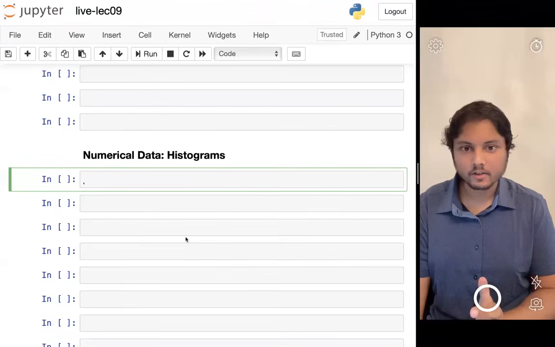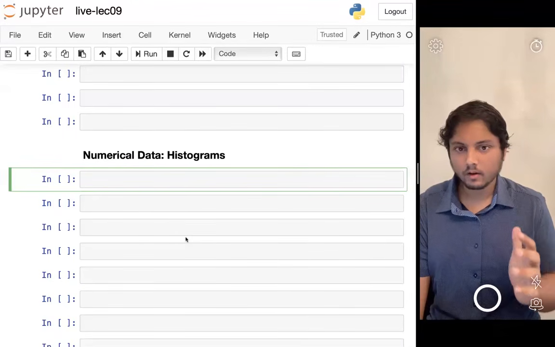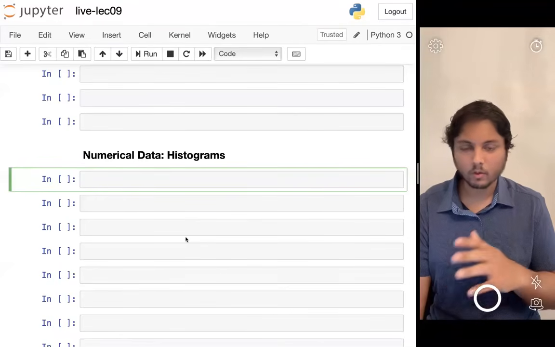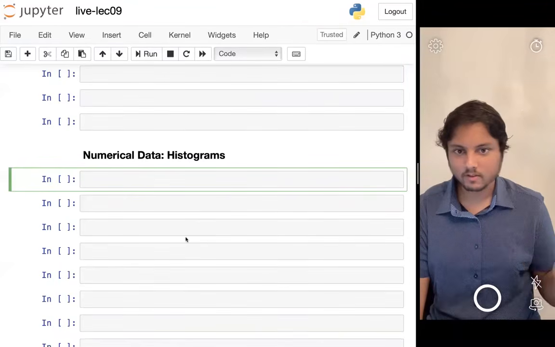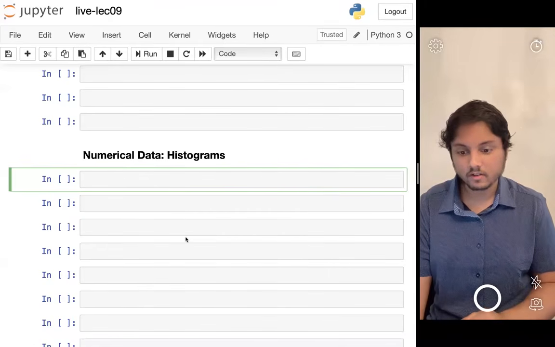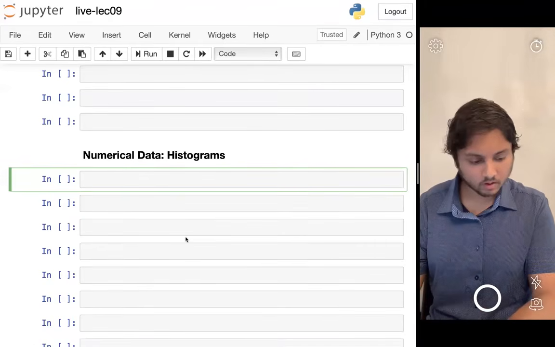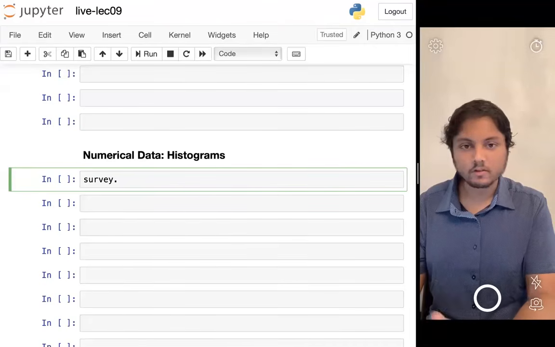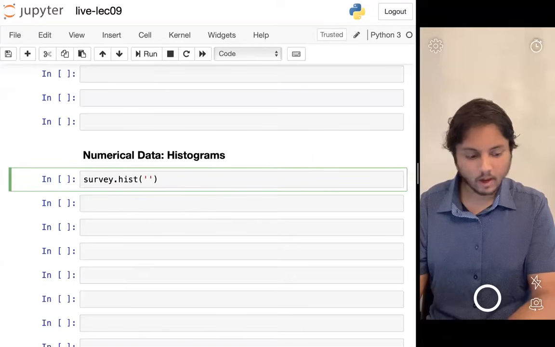So let's look at extroversion. What do you guys think? Do you think the class is going to be more extroverted or more leaning towards introverted, or maybe just split down the middle, 50-50? Okay, let's take a look at this. If we wanted to visualize this as a histogram, we would do survey.hist, and then we pass in extroversion.